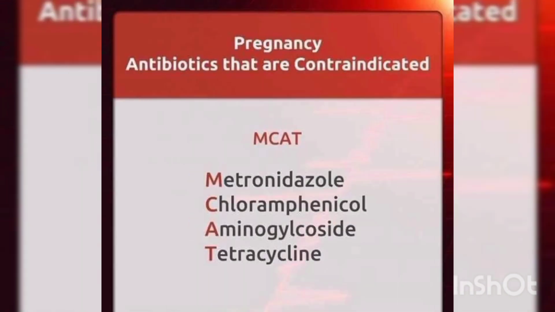Next is the antibiotics that are contraindicated in pregnancy. The mnemonic is MCAT. This is a medical entrance exam in Pakistan, so you can remember by that name. M for metronidazole, C for chloramphenicol, A for aminoglycosides, and T for tetracycline.